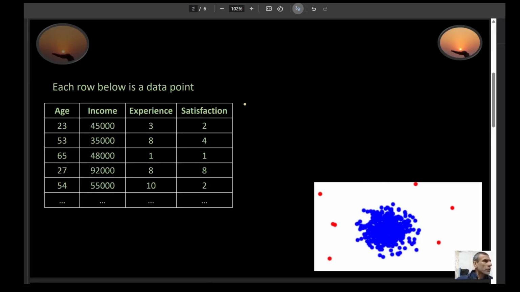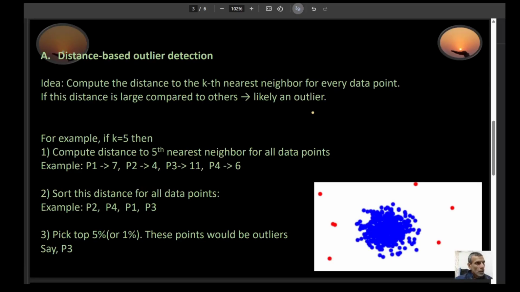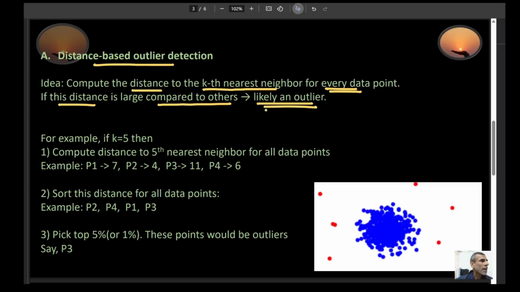Suppose you have data given to you, this right here, and you have to find outliers in it. Each row over here represents a data point. So this is one data point, let's say P1, this is the second data point, P2, P3. Each one of the rows is a data point. So let's start with the simple one, the distance-based outlier detection method. The idea is that you compute the distance to the kth nearest neighbor for every single point. And if this distance is large compared to the distances of other data points, then it is likely an outlier. This is the idea.